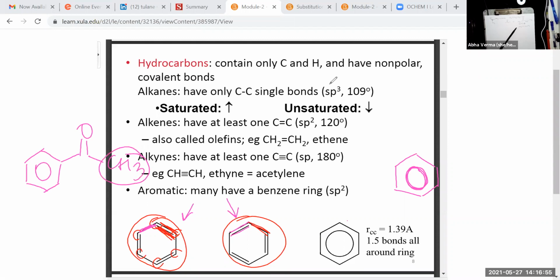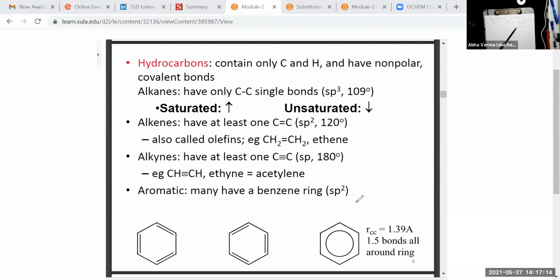What is this? The CH3 group. What is this? The C double bond O group. What is this? The aromatic benzene ring. Any questions so far? None? Okay. So for your hydrocarbons, these are the 4 groups that you will have to know.